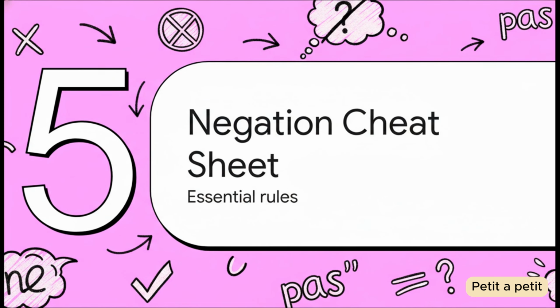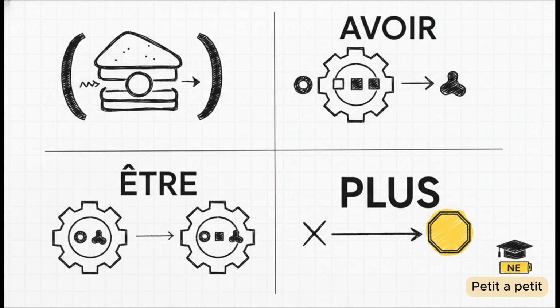Whew, okay, that was a lot. So let's wrap it all up with a handy little cheat sheet for you. These are the absolute essentials you need to walk away with. Okay, here are the absolute must-knows. First, negation is a frame, a sandwich, right around the verb. Second, if that verb is avoir, remember to change your articles, un, une, des, to de. Third, remember that that rule doesn't apply to être. Fourth, if you want to say not anymore, you just swap pas for plus.